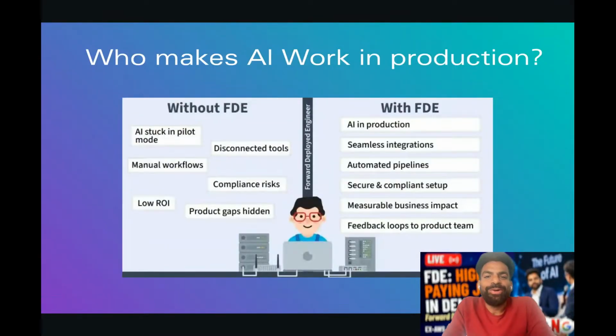Okay, so who makes AI work in production? It's an FDE, and I've put together a side-by-side comparison of what happens without an FDE: AI stuck in pilot, disconnected tools, manual workflows, compliance risk, low ROI, and hidden production gaps. These are some of the common challenges that companies are facing. And when we have an FDE who is responsible in production, who takes care of seamless integration from one AI to another, to actual ROI, to actual outputs, that is what FDE roles are.